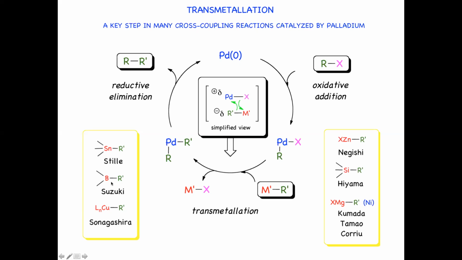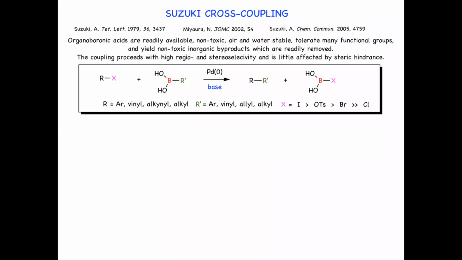And so Suzuki coupling uses organoboron reagents. Stille coupling uses organic tin reagents. Here's some other examples here. But these organometallic reagents are going to react with palladium and are going to transfer their organic ligand onto palladium and give us that diorganopalladium species that can undergo reductive elimination. If you only know one cross-coupling, the name of one cross-coupling reaction, you should probably make it the Suzuki reaction, or sometimes called the Suzuki-Miyaura cross-coupling reaction. So it's that reaction which uses organoboron species, oftentimes boronic acids, as the transmetallation reagent.